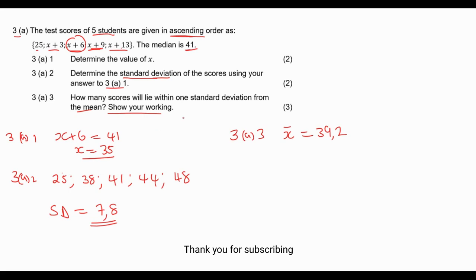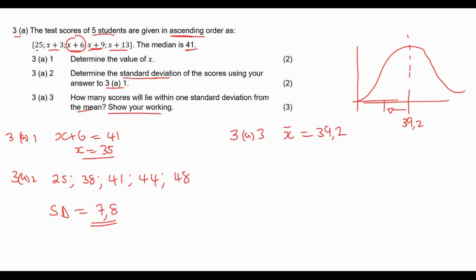Right, one standard deviation from the mean. So let's say we have the mean here. What do you mean by that? This is the mean, 39,2. And then one standard deviation means you subtract 7,8 from the mean. So 39,2 minus 7,8 is 31,4. Then you add on this side, 39,2 plus 7,8, you get 47.